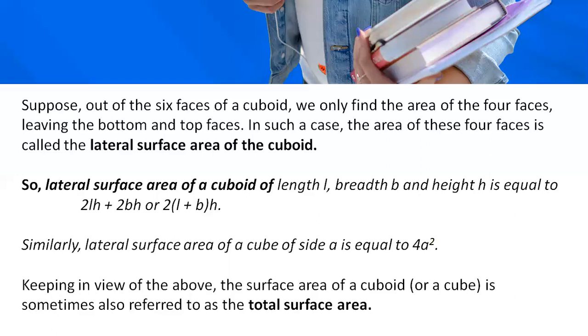Keeping in view the above, the surface area of a cuboid is sometimes also referred to as total surface area. So here we have total surface area and lateral surface area. The total surface area of a cuboid is 2(LB + BH + LH), and the total surface area of a cube is 6A². The lateral surface area of a cuboid is 2(L + B)H, and the lateral surface area of a cube is 4A².